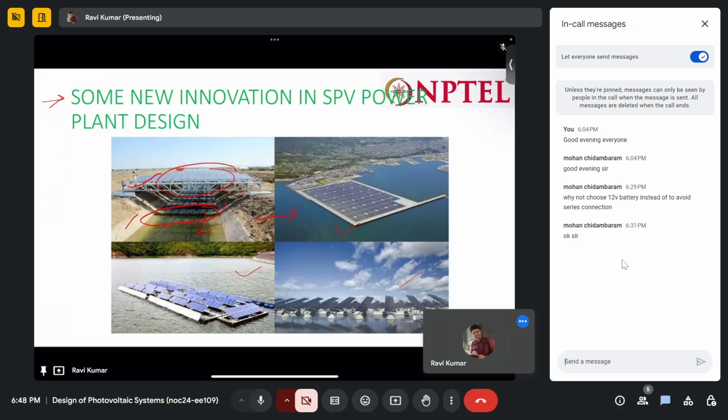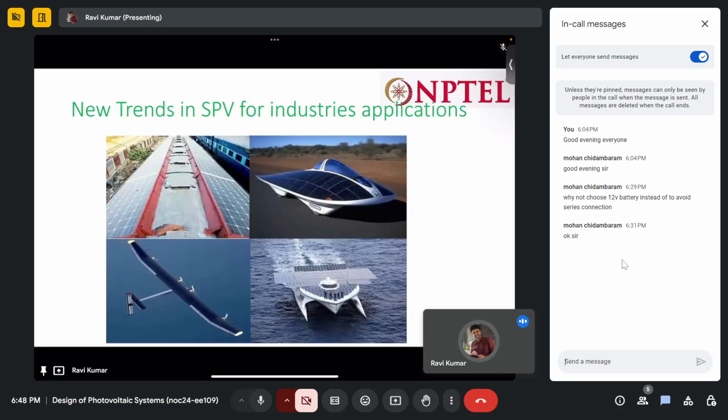Also PV modules on railway stations, you can see here. This is an arrow, this is some aeroplane, this is a boat in water, and this is a car, or we can say a vehicle on the road. So these are the new trends which are coming in this field of solar PV applications.